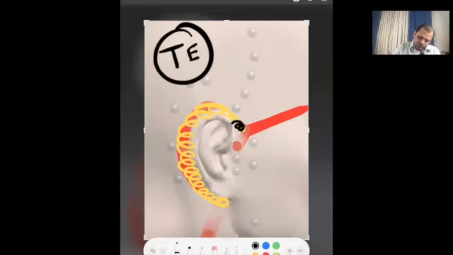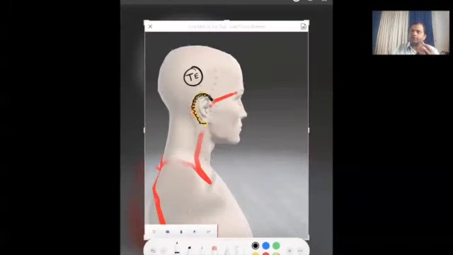So put this nutmeg paste around the ear. After putting this, because nutmeg has a cooling effect, and as per acupuncture we say it is doing the sedation effect.